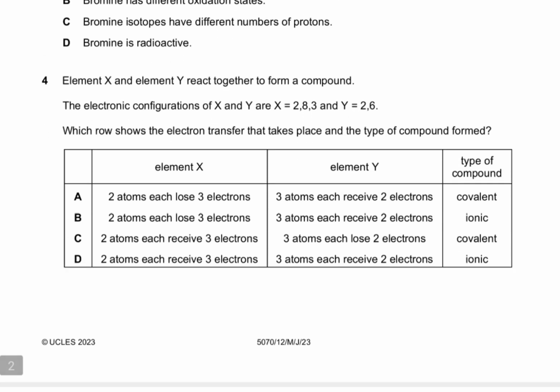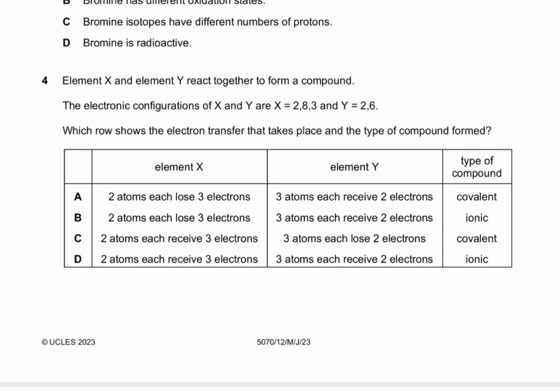Element X and element Y react together and form a compound. We have the electronic configurations for X and Y. X has 3 electrons in the outermost shell, so it loses 3 electrons and forms a cation. Y has 6 electrons in the outermost shell, so it gains 2 electrons and forms an anion. So the oxidation states are X with +3 and Y with -2.